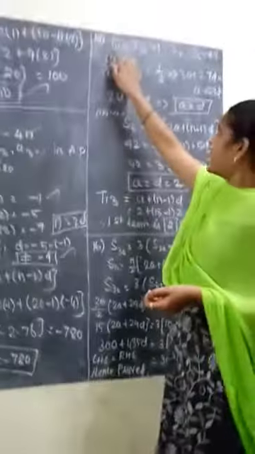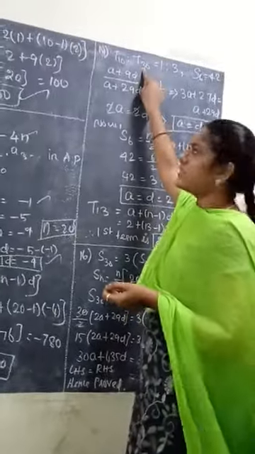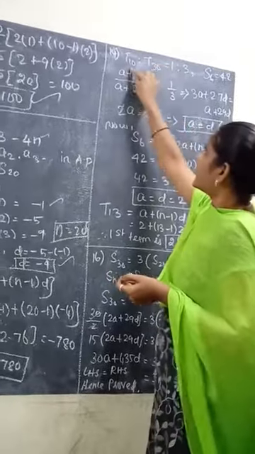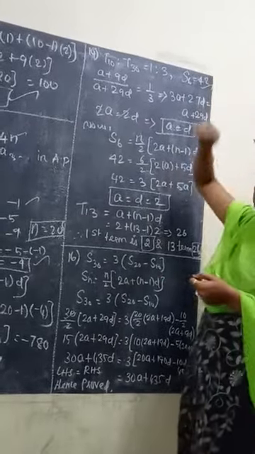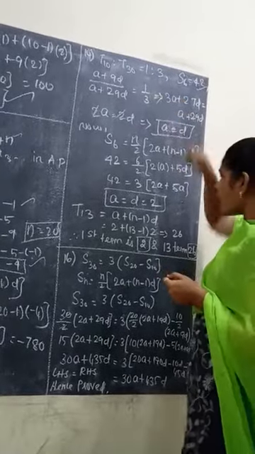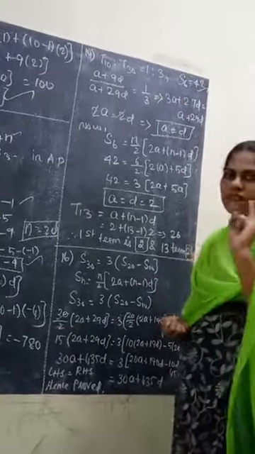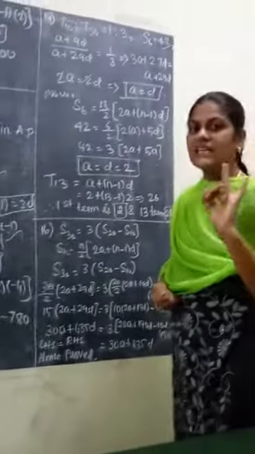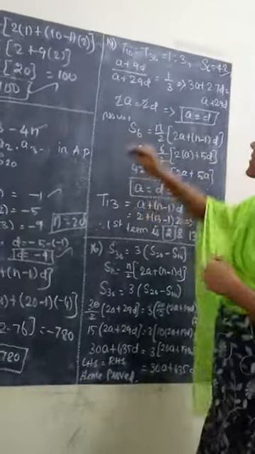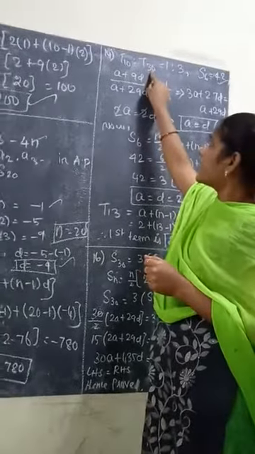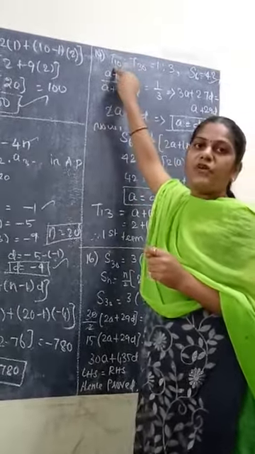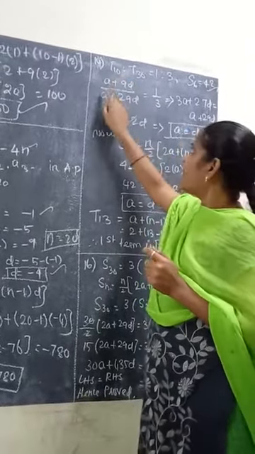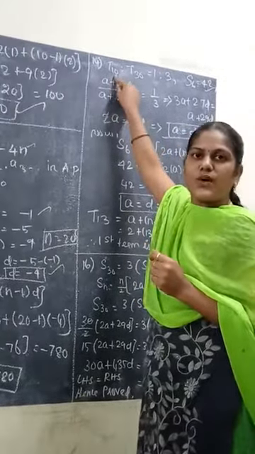So listen to the question. They gave the 10th term and 30th term ratio as 1:3. So T10 is to T30 equal to 1:3. Then the sum of the first 6 terms, S6, equal to 42. So what do we need to find? We need to find the first term value and the 13th term value. That is the question. So T10 by T30, because it's a ratio. The Tn formula is a plus n minus 1 into d. So a plus 10 minus 1, that is 9d.